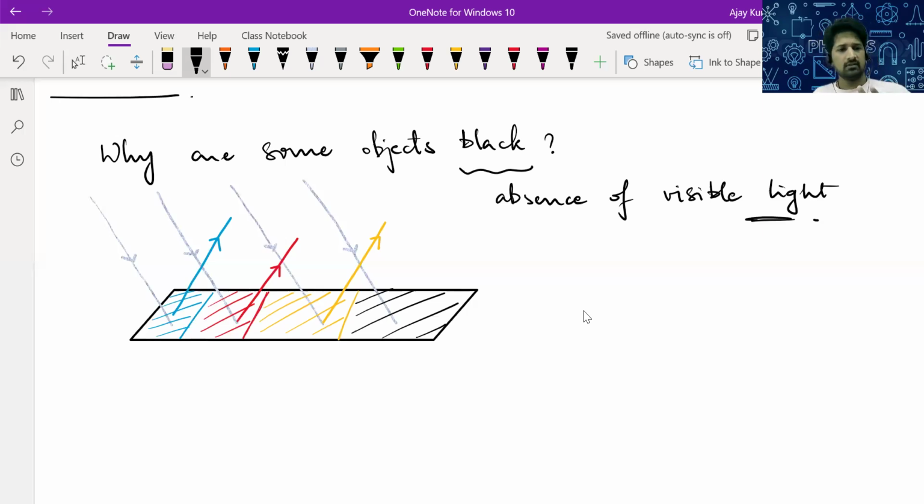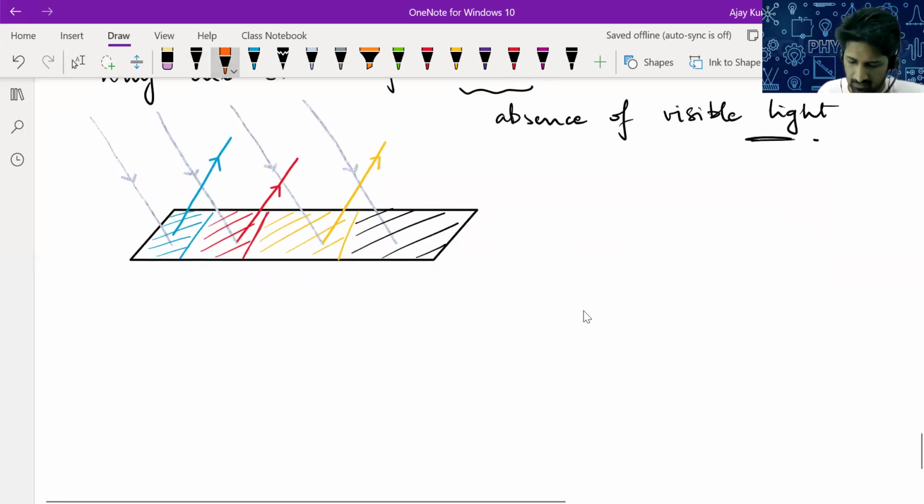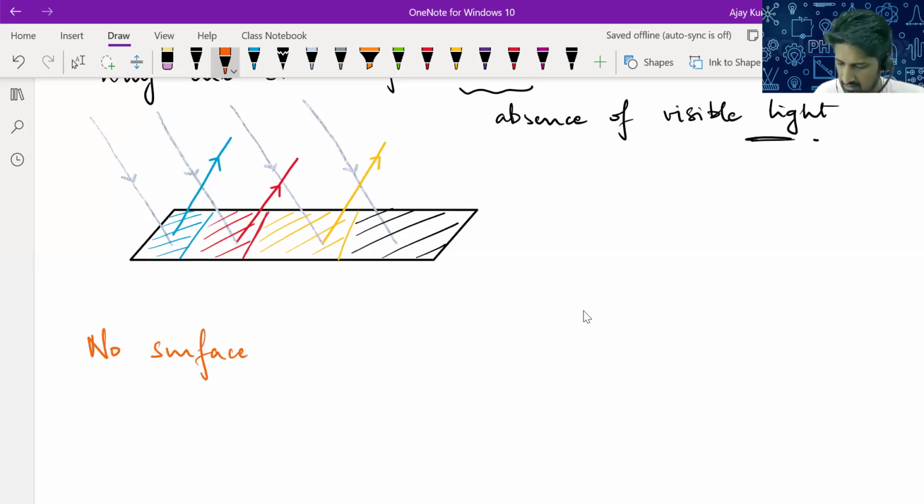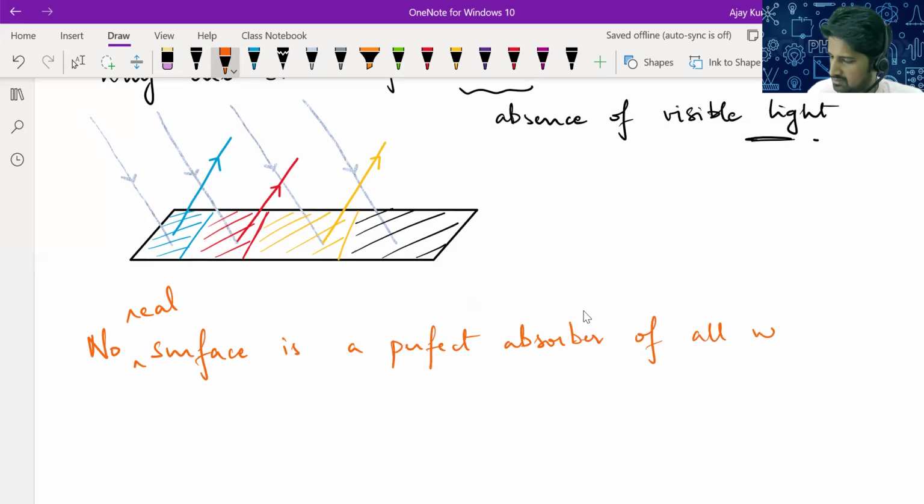So let's talk about absorption and reflection itself, not emission by the object. Now, the usual objects that we see around us, some of them appear black because they absorb visible light. They don't reflect visible light. That does not mean they don't reflect infrared. It does not mean they don't reflect ultraviolet. They could be reflecting those wavelengths. In fact, they will be. No surface in real life is a perfect absorber of all wavelengths. Remember this. No real surface is a perfect absorber of all wavelengths. They may absorb some wavelengths thoroughly, but some other wavelengths will definitely be reflected.